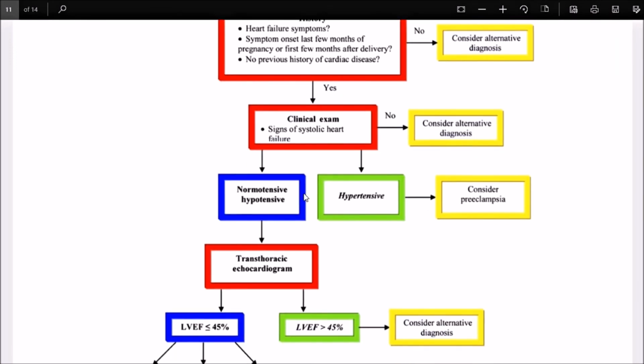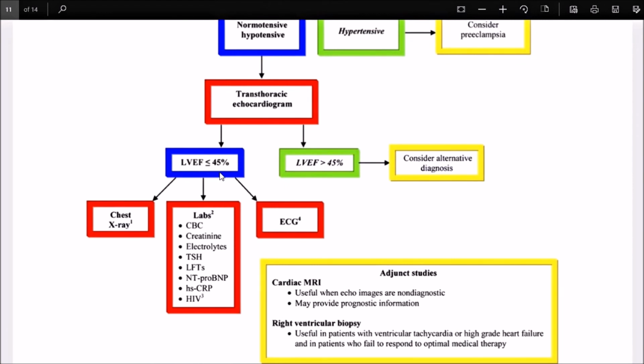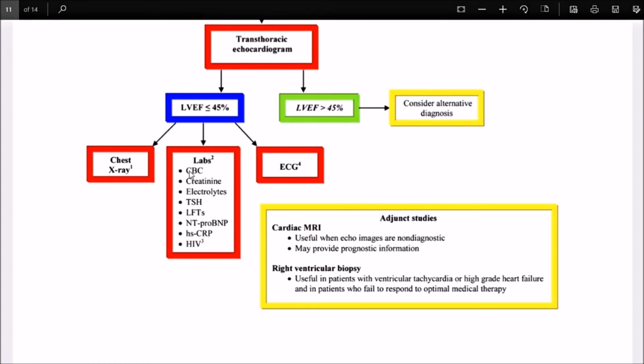Next, check whether the patient is normotensive, hypotensive, or hypertensive; if hypertensive, consider preeclampsia. If normotensive or hypotensive, go for transthoracic echo, which will give us less than or equal to 45% or more than 45%. More than 45% means consider an alternative diagnosis, but for less than or equal to 45%, we need to do a chest X-ray, labs, and also an ECG to exclude other causes and for the management plans that are really needed.